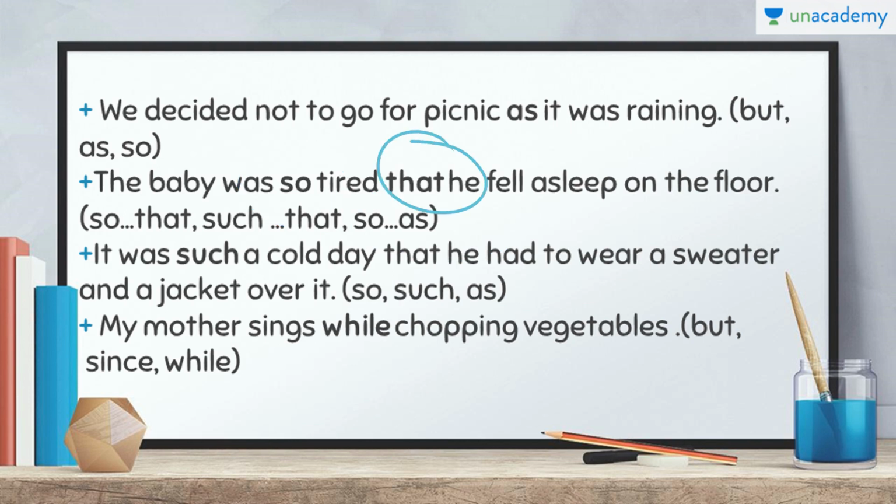Next, it was such a cold day that he had to wear a sweater and a jacket over it. Here we are using such to talk about what kind of cold day it was. Here also you are talking about the coldness on that particular day, but we are also telling something that happened because of this cold day. So it was such a cold day. I am giving an indication, or I am pointing out a certain cold day. So this is why we have used such.